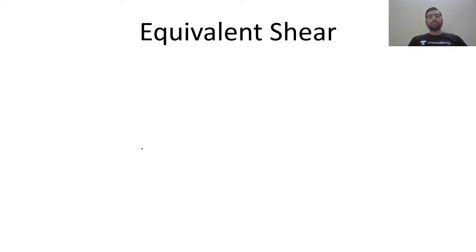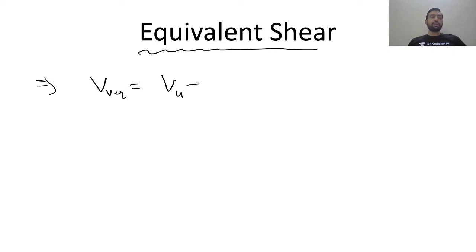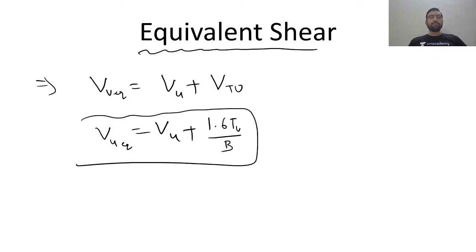So see guys, how do we actually calculate the value of equivalent shear? Equivalent shear force is equal to the given shear force in the system plus the converted portion of shear force. And what was the expression for the converted portion of shear force? It is 1.6 Tu over B.